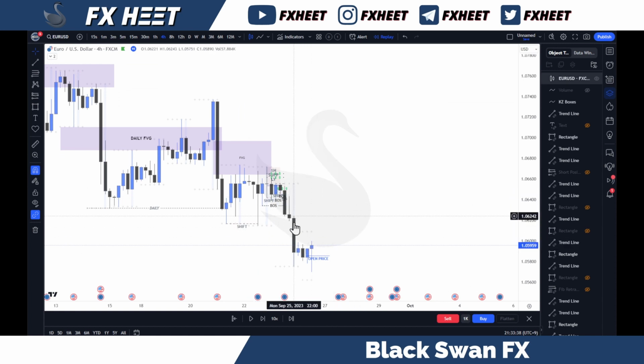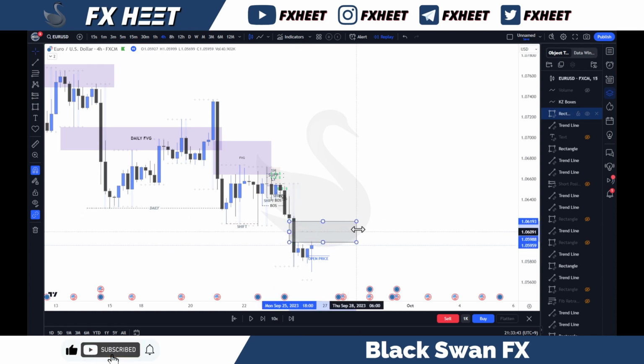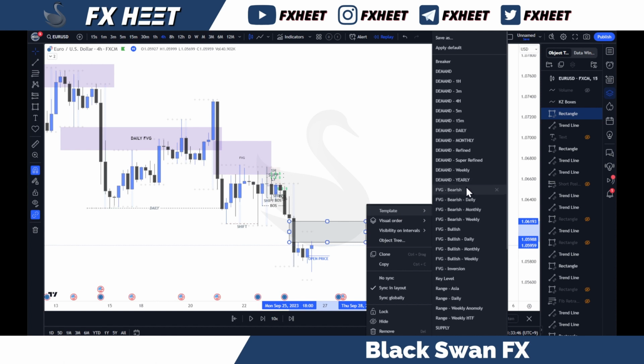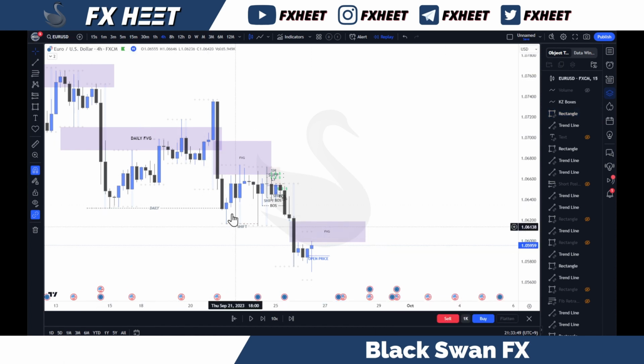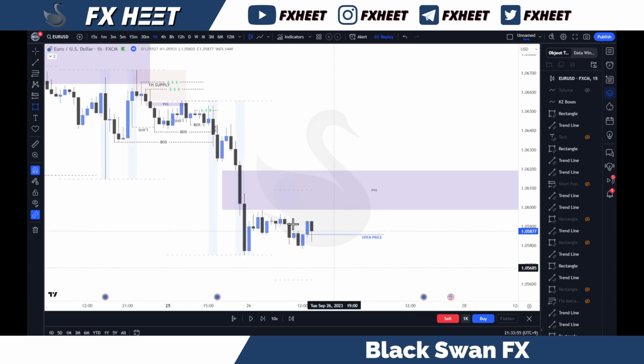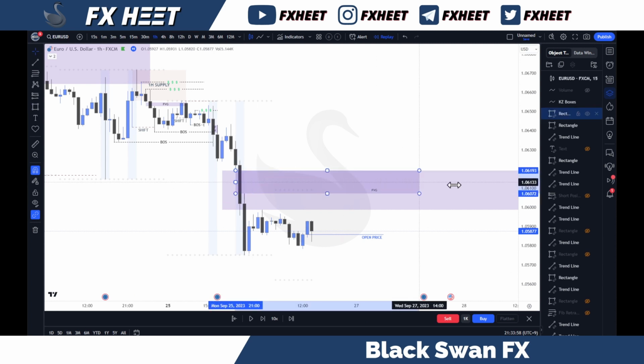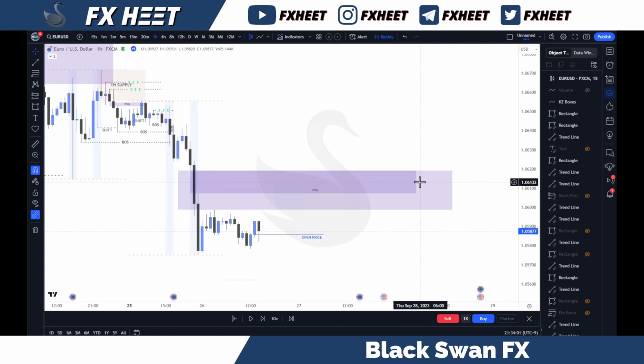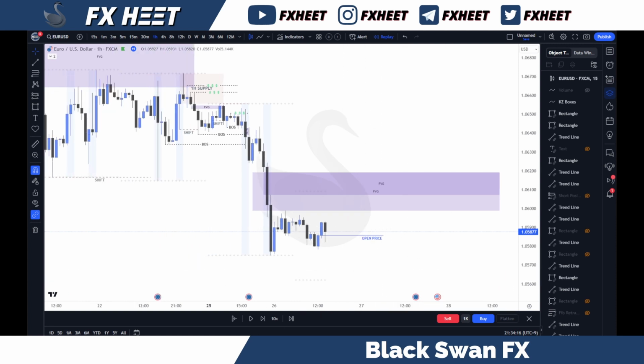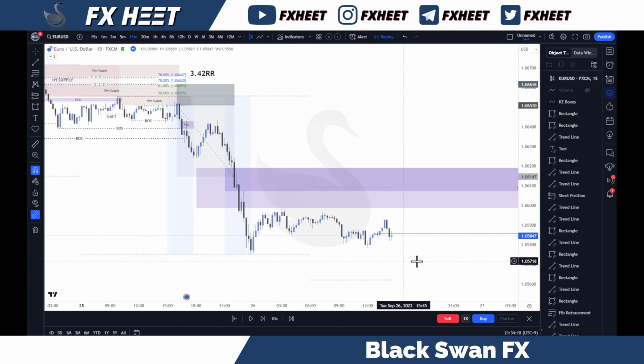So if we get a pullback, the pullback would be somewhere in here. Hourly. We also have a refined hourly as well. So these two levels would be the area of interest for me. Would like to see price come into one of these levels, preferably the higher one, before reversing and going further to the downside. So let's go back to the 15-minute and see how this plays out.